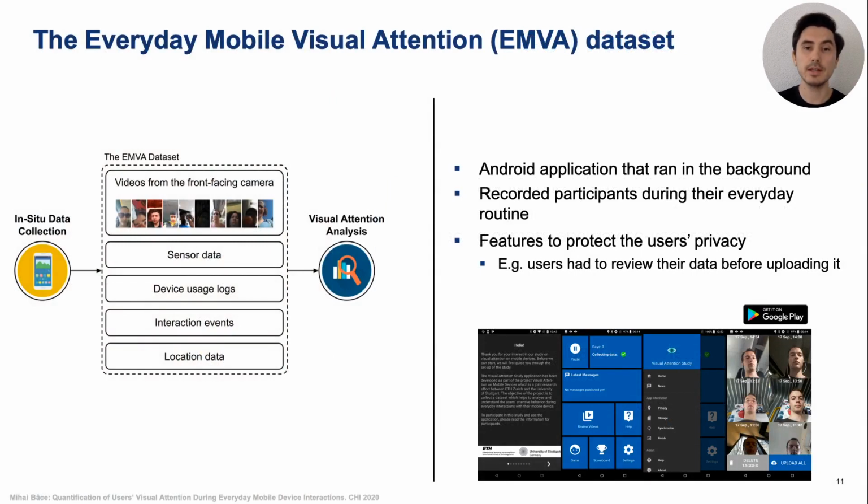EMVA is a rich dataset that contains videos recorded from the front-facing camera every time a user unlocked their device. Besides videos, it contains sensor data, for example from the accelerometer or gyroscope. It also contains usage logs, such as the application running in the foreground. Interaction events, such as touch events, when they happen, but not their position on the screen. And even location data, which we anonymize to place types.